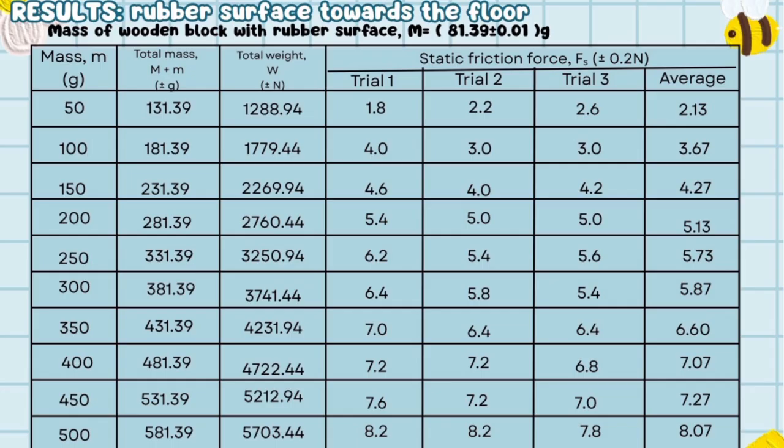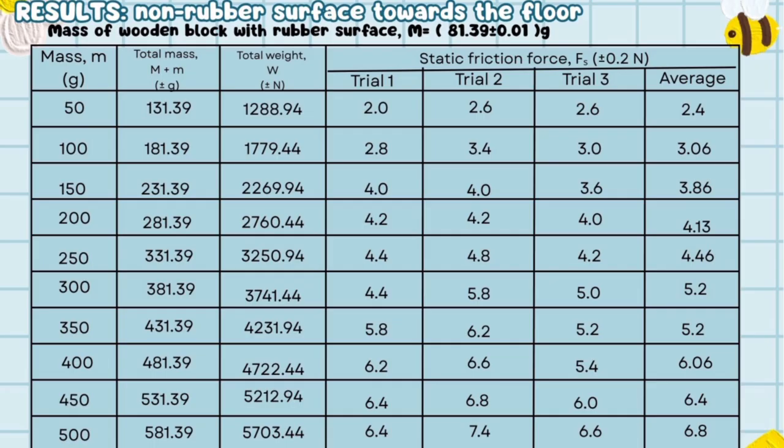So the average of those trials, from the first until the last, is 2.13, 3.67, 4.27, 5.13, 5.87, 3.60, 7.07, 7.27, 8.07.